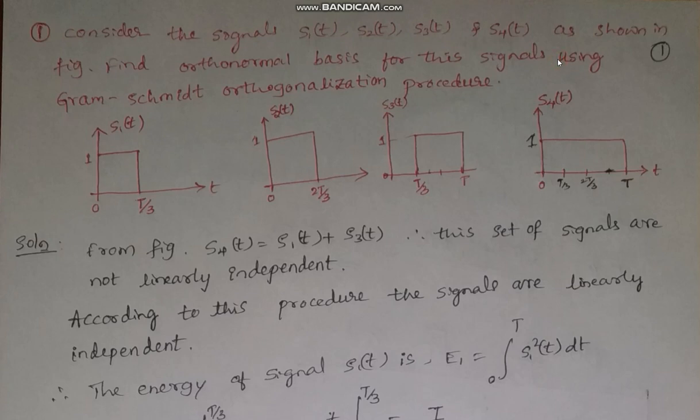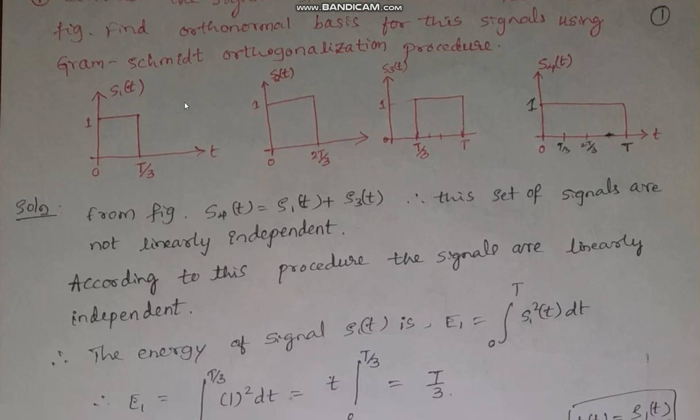Let us now look at the signals given. You can see S1 of t is having duration 0 to T by 3 with amplitude 1. S2 of t, similarly, it has up to 2T by 3, and S3 of t, T by 3 to T, and S4 of t 0 to T, and amplitudes are same.